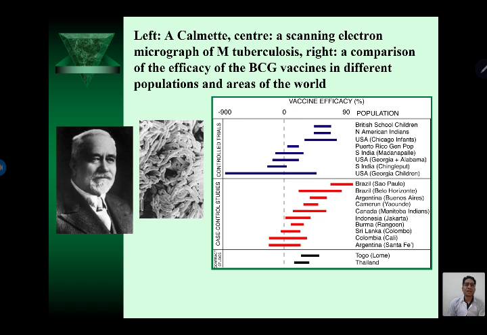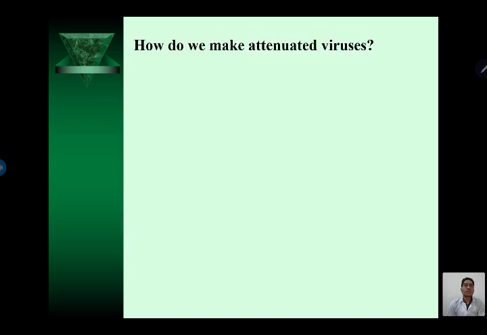So these are the controlled studies and controlled trials of Mycobacterium tuberculosis and BCG vaccination results all over the globe, which describe how many children and people are affected per year. So how do we make attenuated viruses?